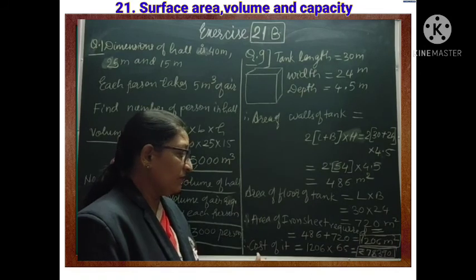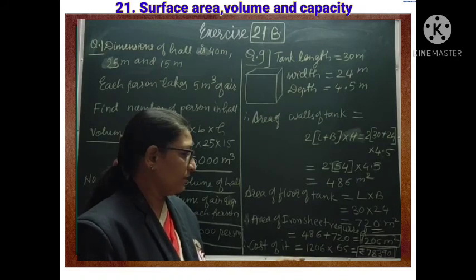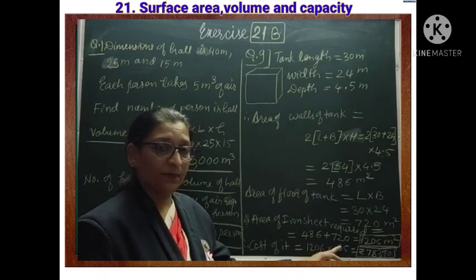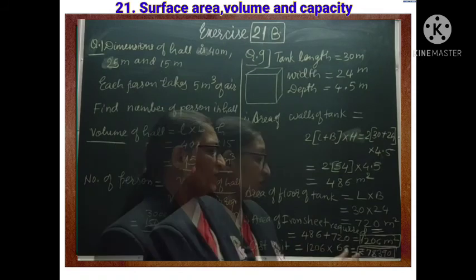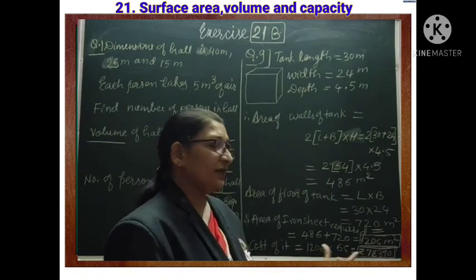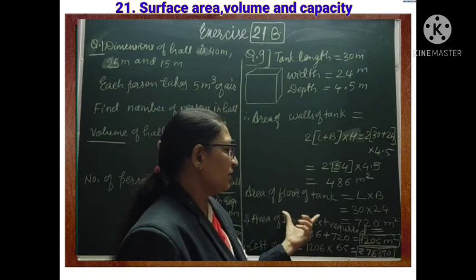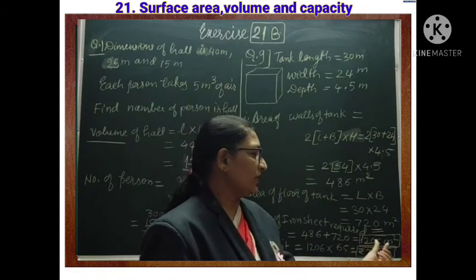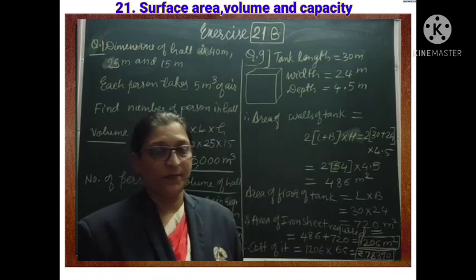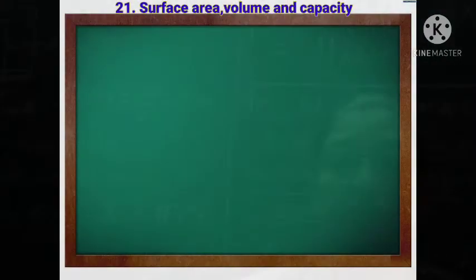Now, the cost of it we can calculate by multiplying area with cost. That is 1206 multiplied by 65 and it is rupees 78,390. So we have to pay 78,390 rupees for purchasing the iron sheet of 1206 meters square in order to make the given tank. Dear students, remaining examples you solve by yourself.